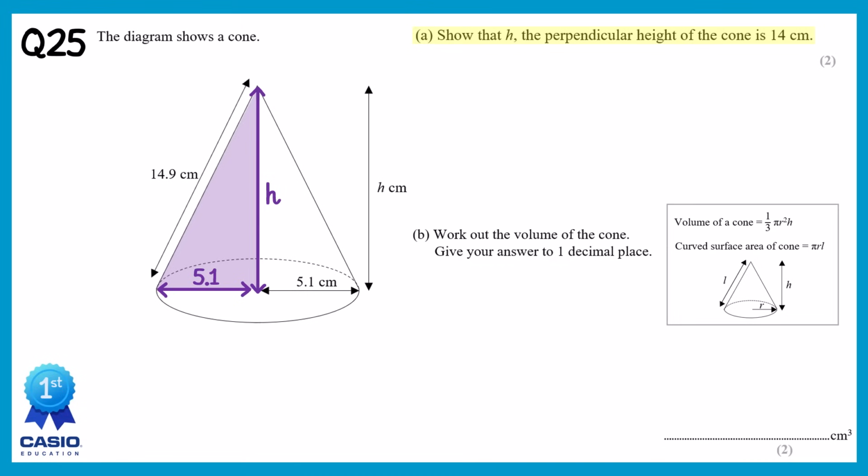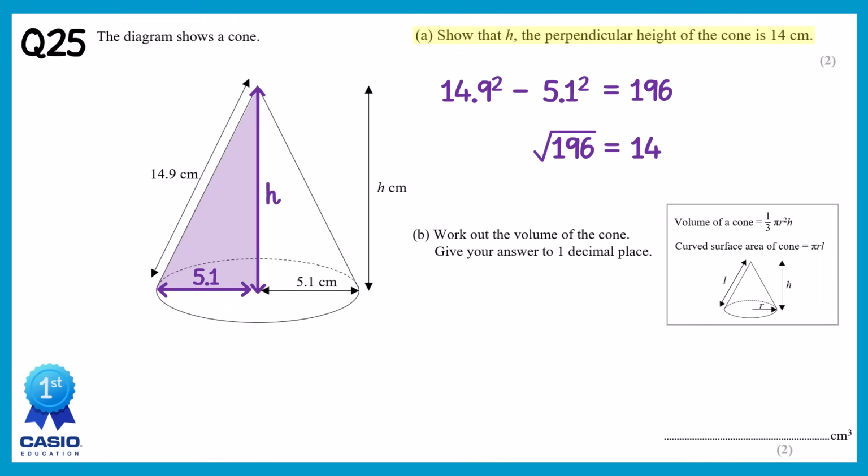For Pythagoras, we're going to square the two values we have, so 14.9 squared and 5.1 squared, and then we need to decide if we add or subtract these. Since h is not the hypotenuse, it's one of the two shorter sides, we would subtract them. If you do this on a calculator, you get 196. To find h, we would then square root 196, which gives you 14.